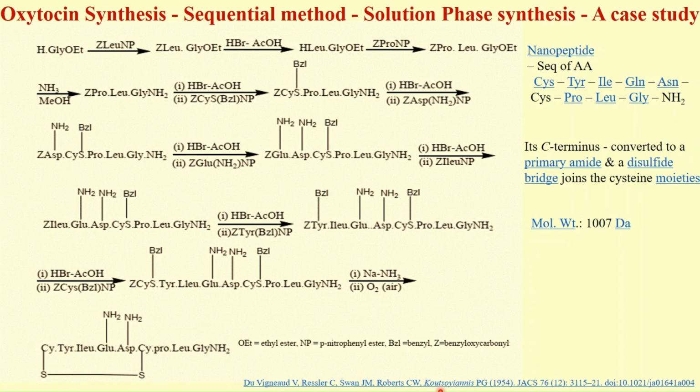Oxytocin was obtained from animal sources before. Now it has been synthesized in the laboratory. In the next presentation, we will be dealing with other peptide synthesis using the convergent method.